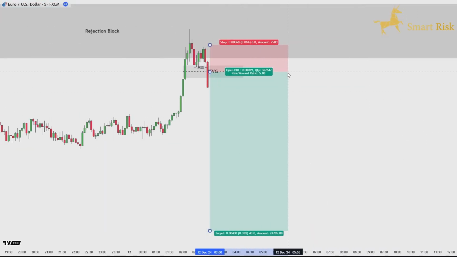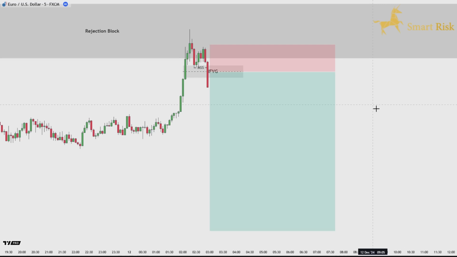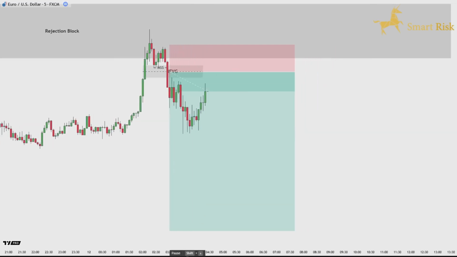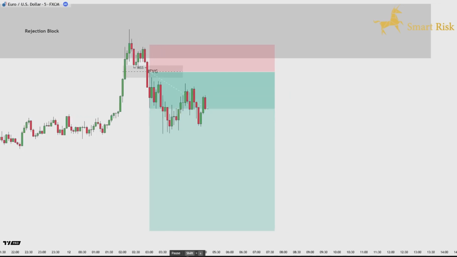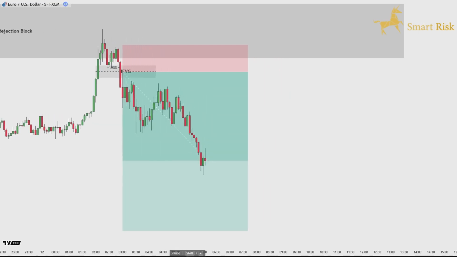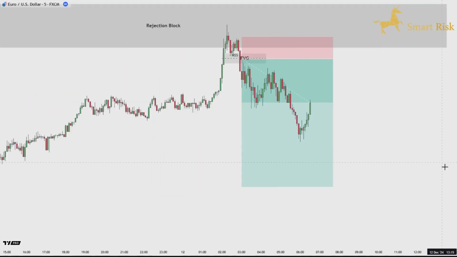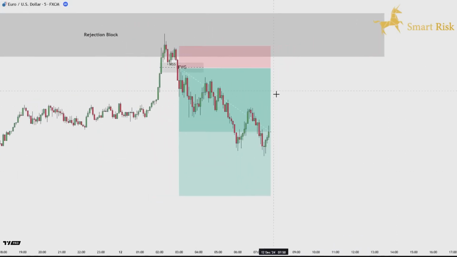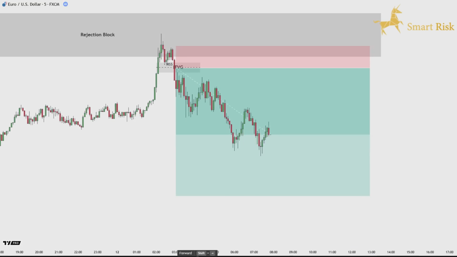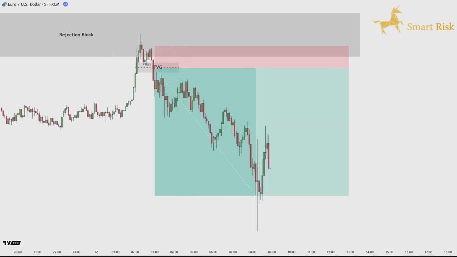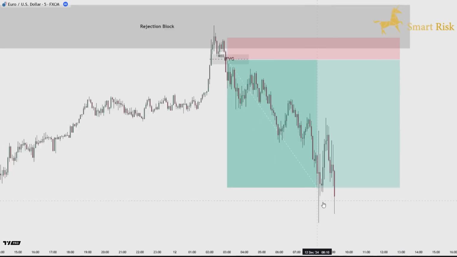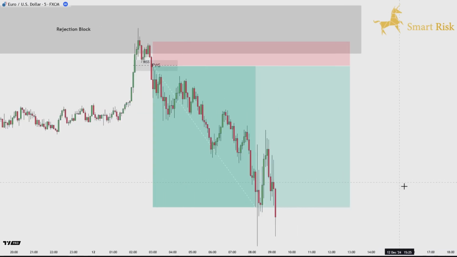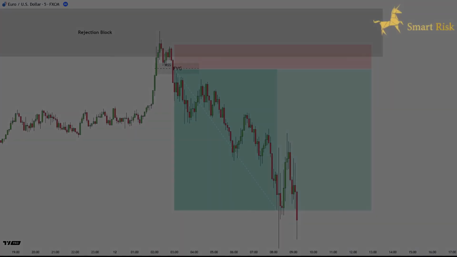Now let's play out the trade and see what happens next. As you can see, the price pushed higher, tapped into the inversed FVG, which acted as a resistance zone, and triggered my sell order. Afterward, the price reversed and moved downward with strong momentum. Eventually, it successfully reached the take-profit level, confirming the effectiveness of this trading setup. Now, let's move on to another example to further solidify this concept.